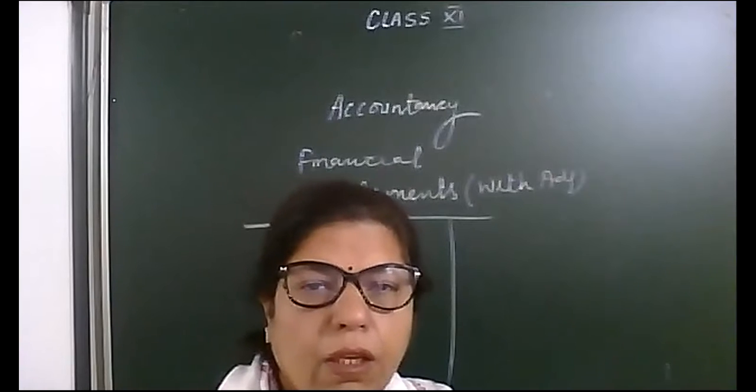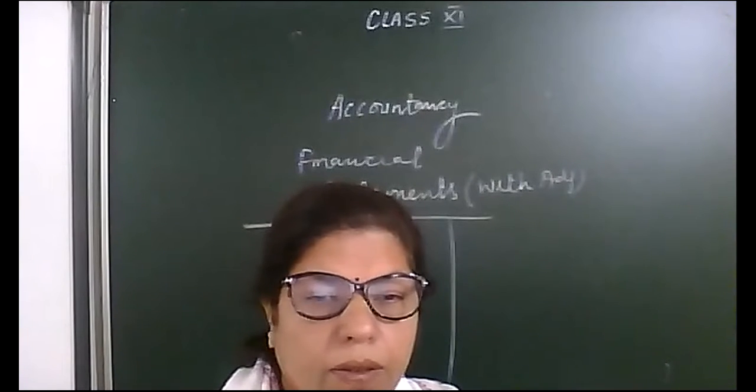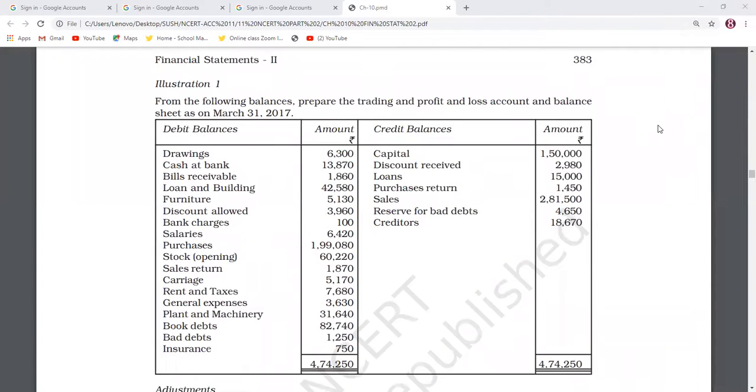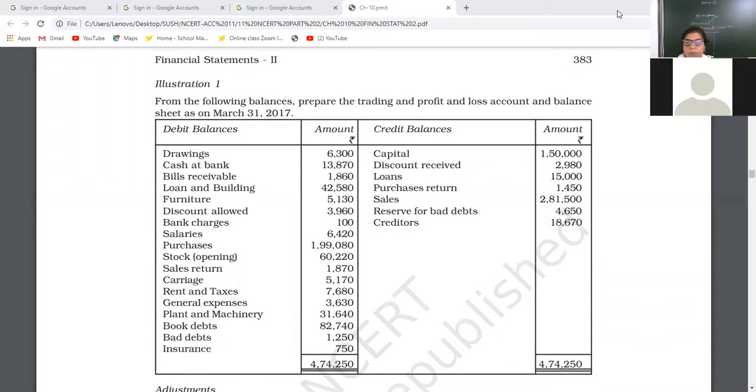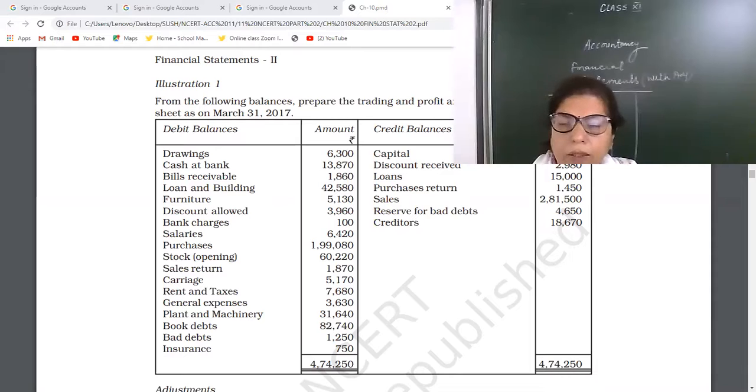See, the first example is... Look at the screen, then you will be able to do it. If you select the method which I told you, then it will be easy for you.